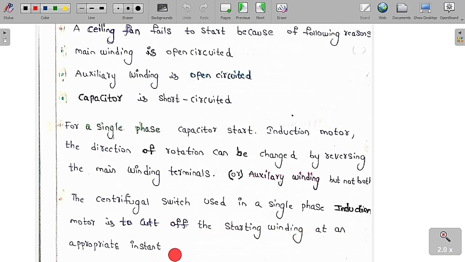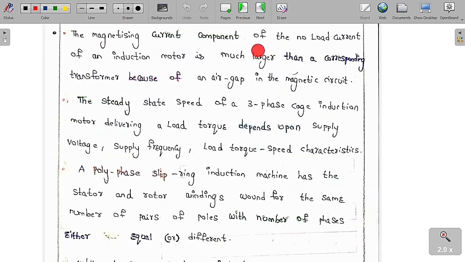The magnetizing current component of the no load current of an induction motor is much larger than that of a corresponding transformer because of the air gap in the magnetic circuit. I already told you this.